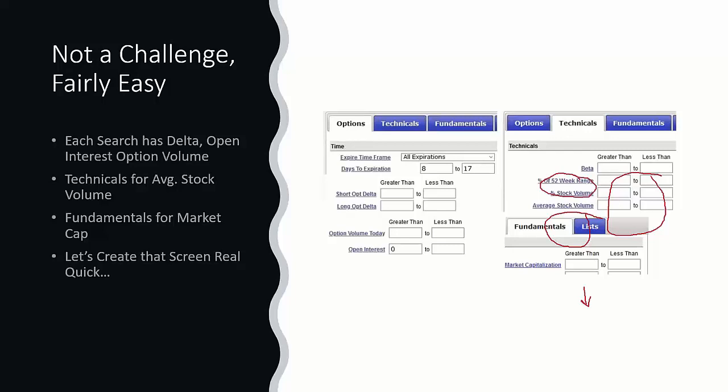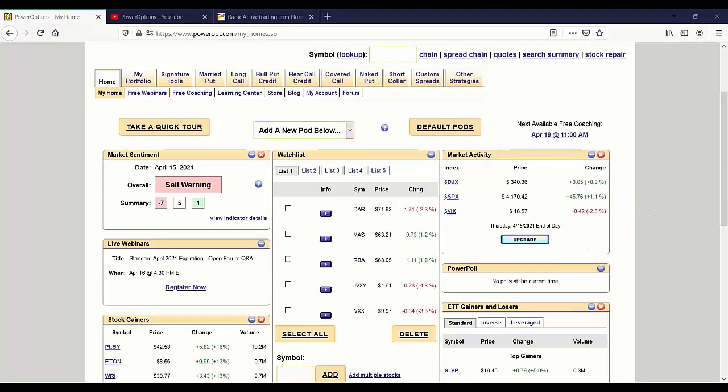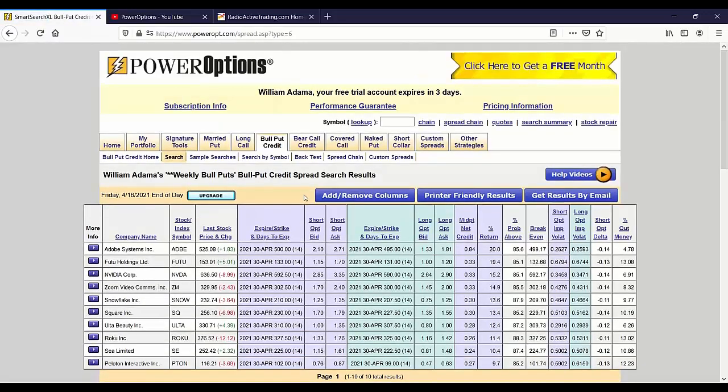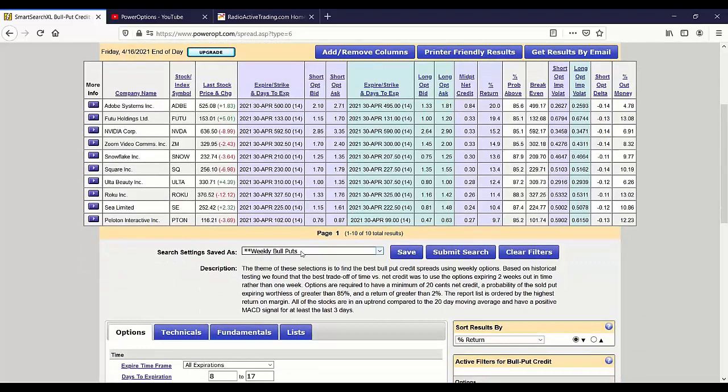Let's go ahead now and talk about creating a search for Don. First thing we want to do is we're just going to go into bull put credit spreads, and we're going to go into the search tool. This is how I access the patented search tool in any strategy on Power Options. Go into the search under the specific strategy. Once you click on the search screen, you'll see several listed trades that match one of our default criteria or the last saved search you're reviewing. So I scroll down below here and we have our default weekly bull puts.